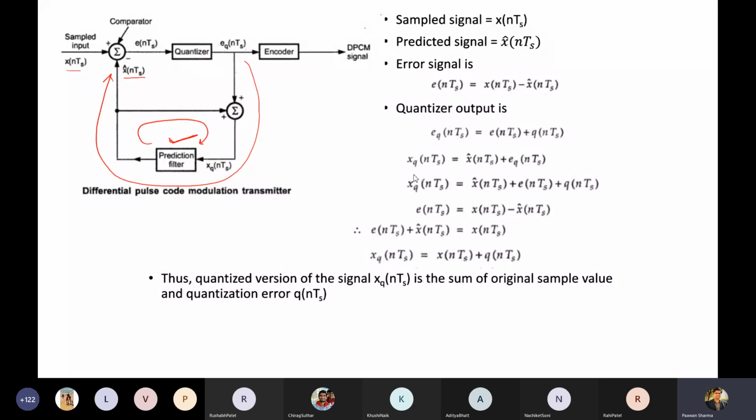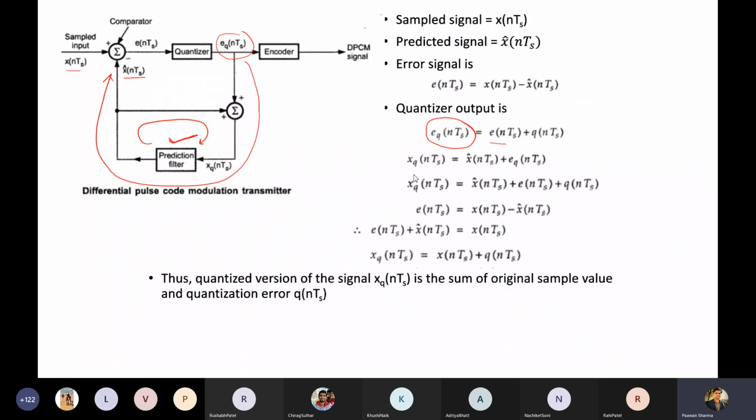Quantizer output EQ and TS, which you can see here, is one is E NTS, what gives its input, and the Q NTS, what quantizer does with the received signal. Sometimes it will quantize, no, if the value is 0.3, it will assign it to the next level, or depending on nearness to the quantized level, it will add some component or subtract some component. So plus Q NTS. This is whatever is added to reach, or subtracted to reach, the nearest quantization level.